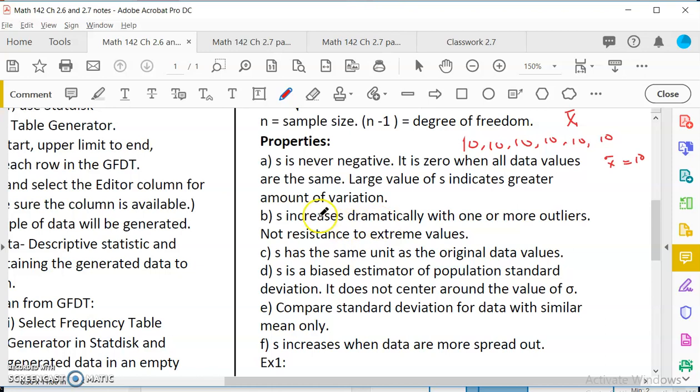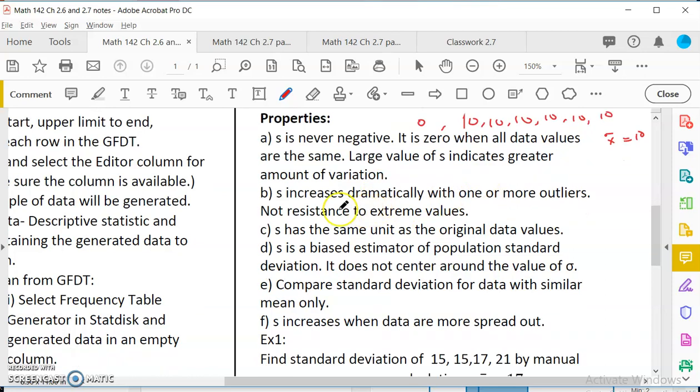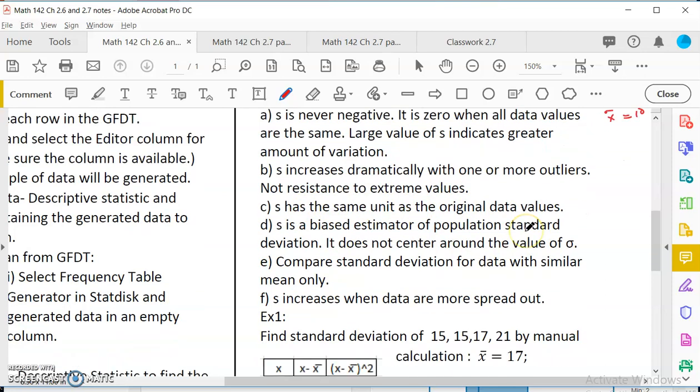Just like the mean, S would also increase dramatically with one or more outliers. Just imagine if I have all this data and then suddenly I have a 0. So this one is very far away from 10. Well, actually the mean will change a little bit, but this is very far away from the mean. So it would change S from 0 to dramatically larger. So it is not resistant to extremes. So the third property is S has the same unit as the original data.